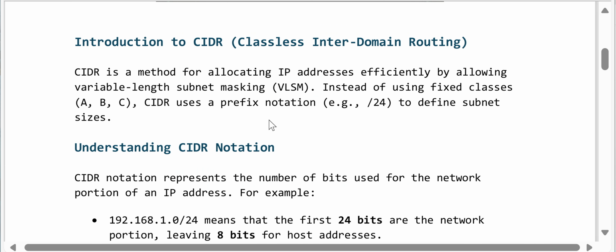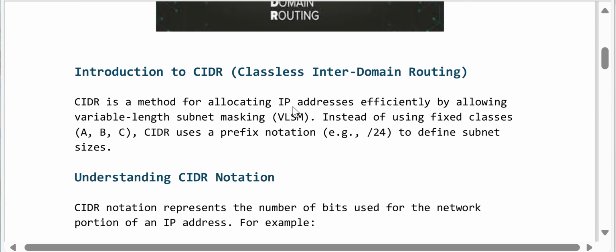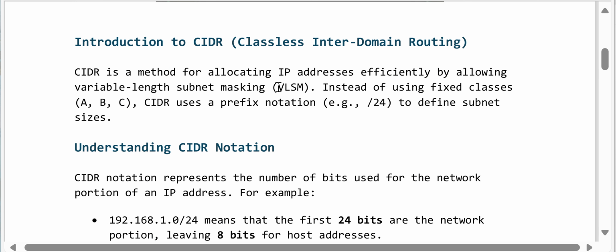I just figured, hey, you should be able to kind of recognize a CIDR IP address, what it looks like, understand a little bit of what it means, and then how to set it up a bit, okay? So CIDR is a method for allocating IP addresses efficiently by allowing variable length subnet masking. So it's a lot more flexible than the old classes, the A, B, C.